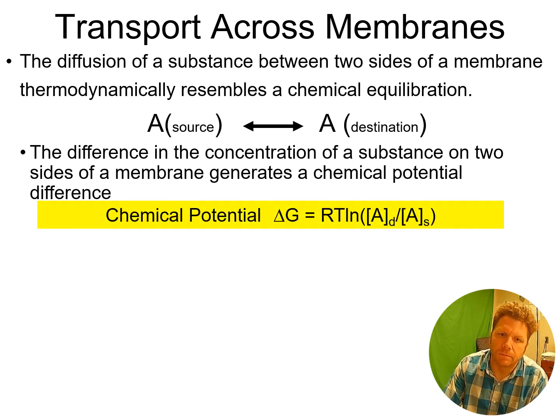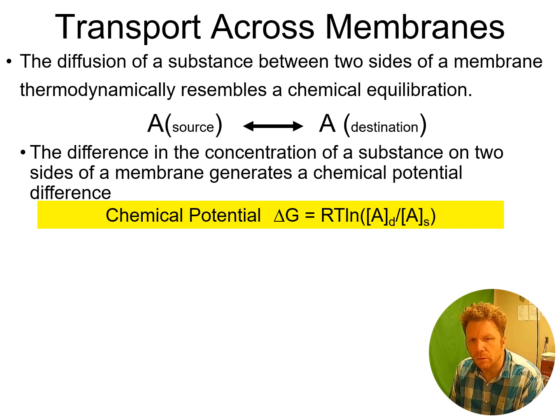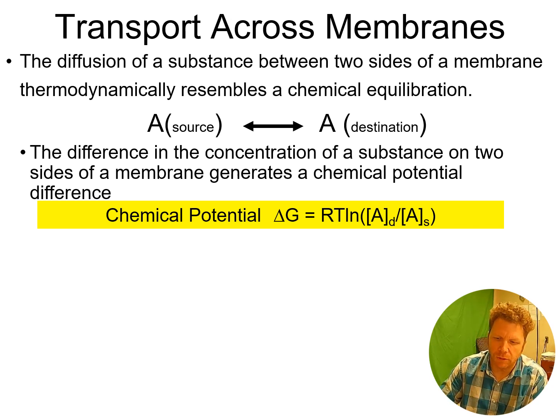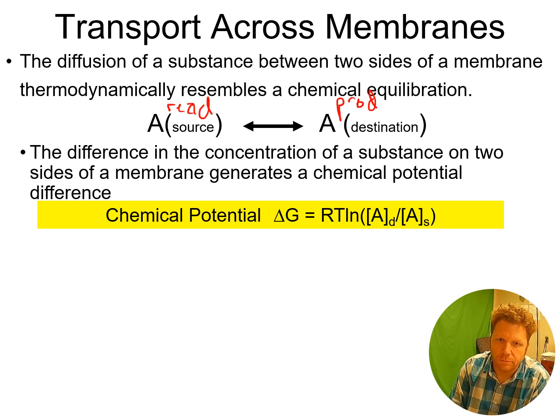The difference in the concentration of a substance on two sides of a membrane generates a chemical potential difference. Our chemical potential can be measured as delta G equals RT times the natural log of the concentration of our substance in the destination divided by the concentration of our substance in our source. So effectively, much like this right here, we have our products and our reactants.